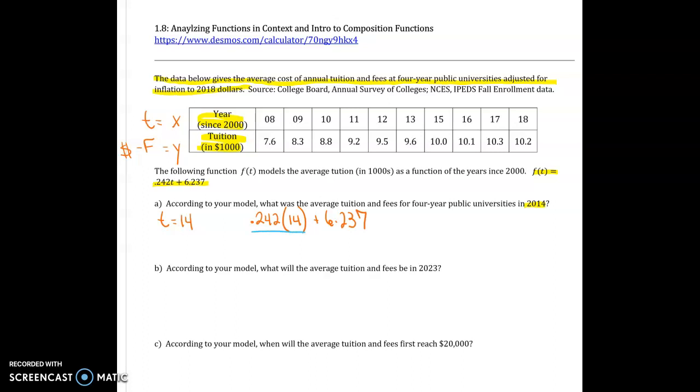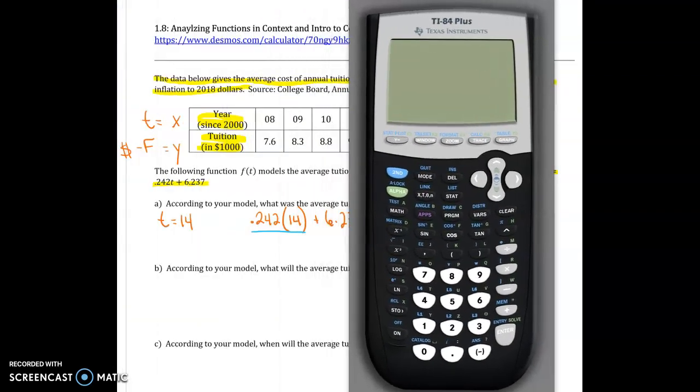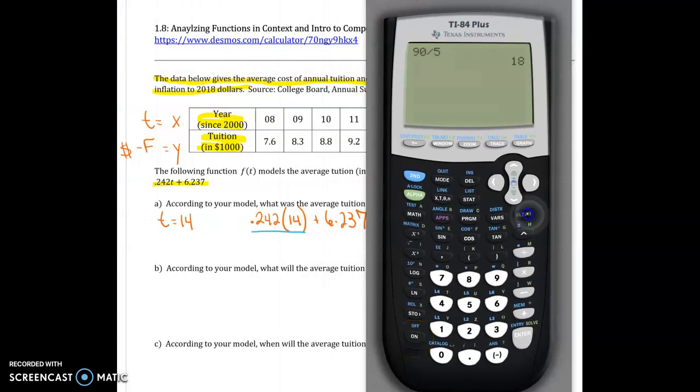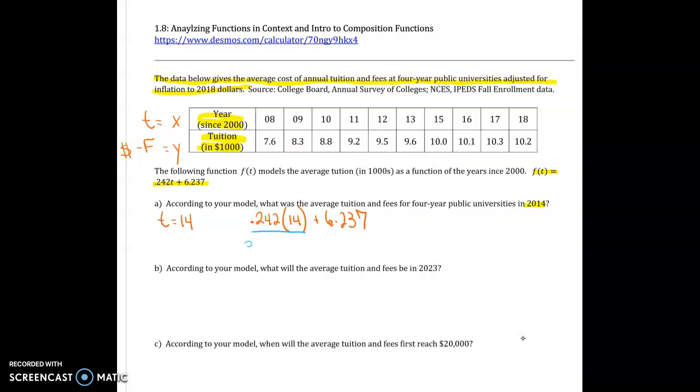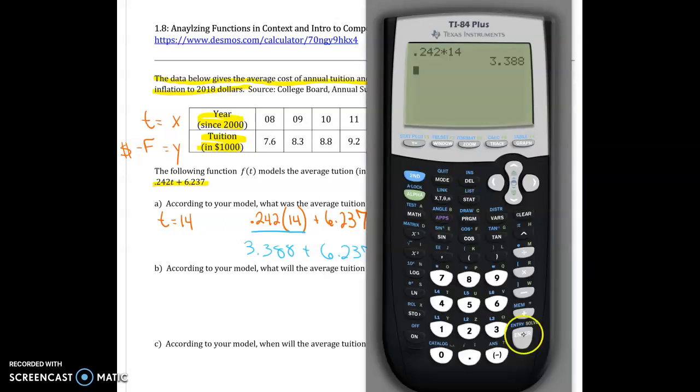So with my calculator, let me see if I can get it moved over here. Let's see, I'll be taking 0.242 times 14. So that gives me this number, 3.388. I got to write it down. The calculator is going to disappear as I do that. And then to that, I want to add the 6.237. So I can just go back to the calculator, hit plus, and just put that decimal in there. And then this is my answer, 9.625.